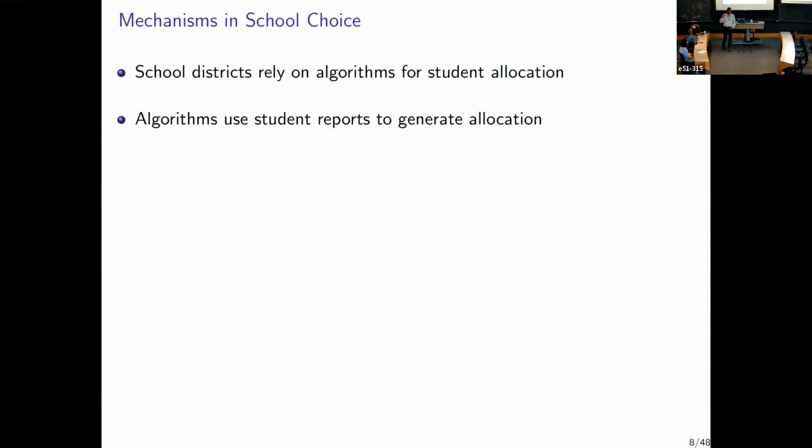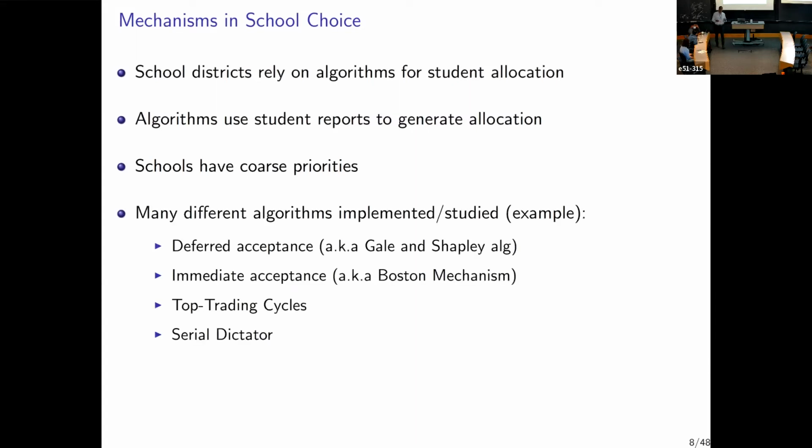Okay, so as we talked already, school districts rely on algorithms to allocate students to each of the schools in the district, and the algorithms are going to use student reports, and schools are going to have priorities, and together the reports and the priorities are going to determine an allocation. Right. So you see here the Boston mechanism. I also call it the immediate acceptance mechanism. You see the deferred acceptance that Irene was talking about, top trading cycles, there's serial dictatorship. There are a bunch of mechanisms that we can think about. And these mechanisms are all going to have different properties.